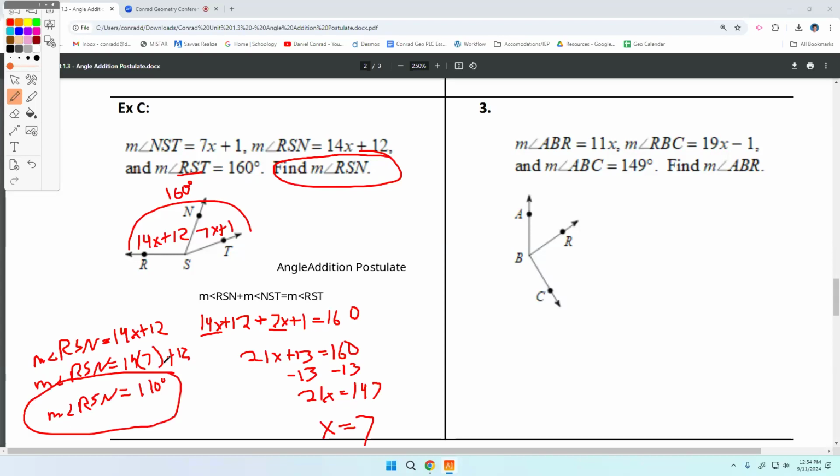All right, if we want to check our answer, we can substitute into the other one as well. 7 times 7 plus 1 is going to be 50. So then we have 110 plus 50 equals the whole thing, which is 160. So we know our answer is correct.